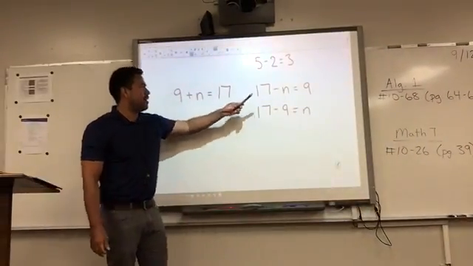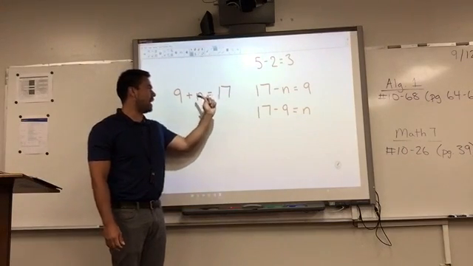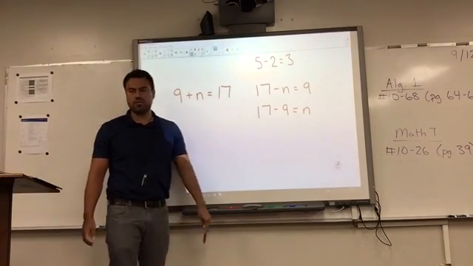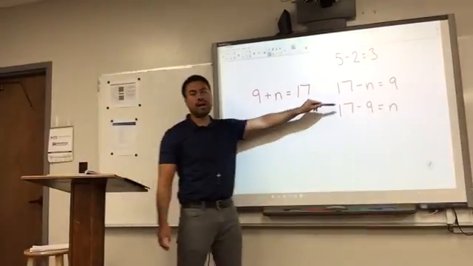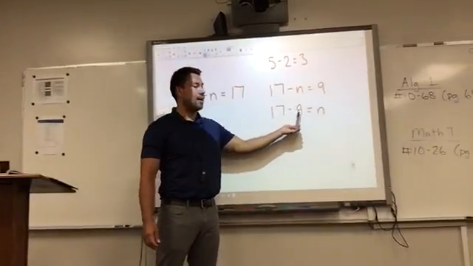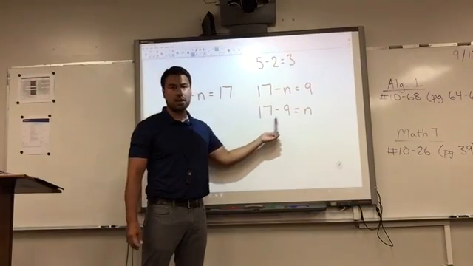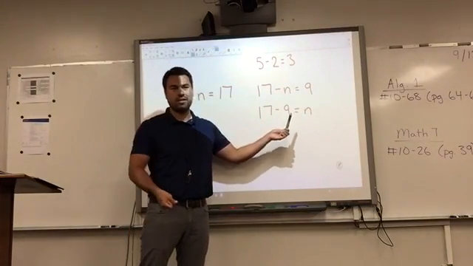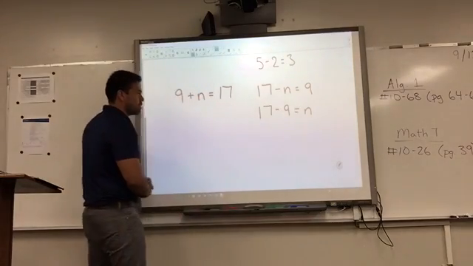Which one's going to help me to find n? The first or the second subtraction fact? The second one. Why? Because it's more efficient. You just use the numbers. 17 minus 9 is what? 8. So n equals 8.